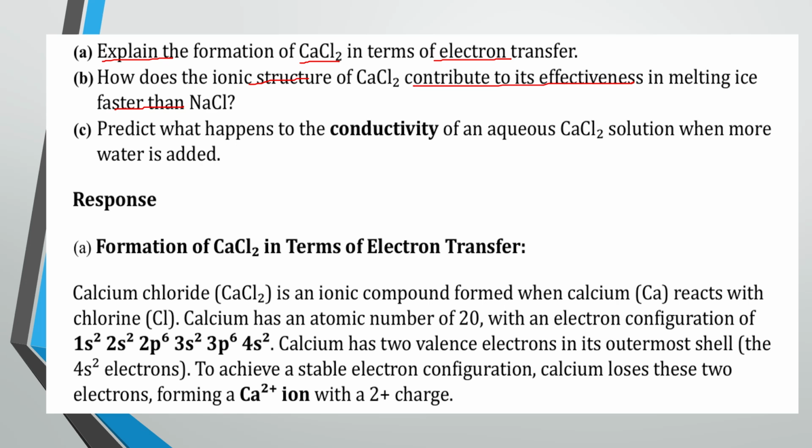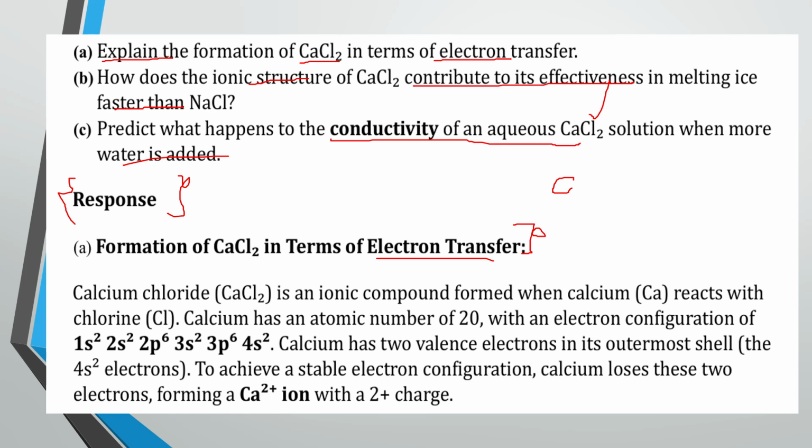And then in part C, we are going to predict what is going to happen to the conductivity of an aqueous solution of calcium chloride when more water is added. So let's look at the following responses according to that. Let's start with the formation of calcium chloride in terms of electron transfer. Here you're simply describing the formation of an ionic bond, and since we have already done this, let's go through it as quickly as possible, describing them just like the way we have described the others.